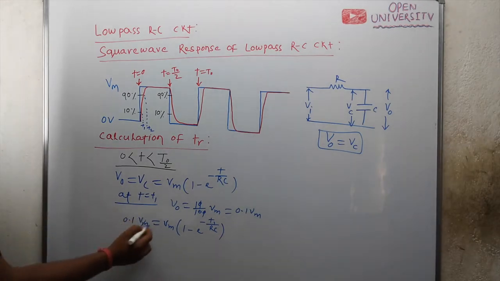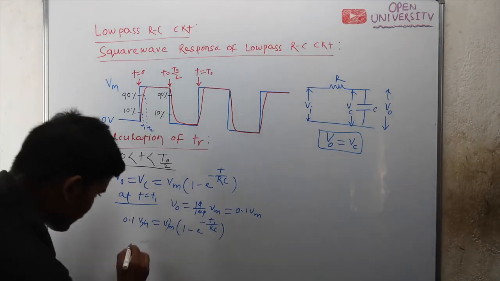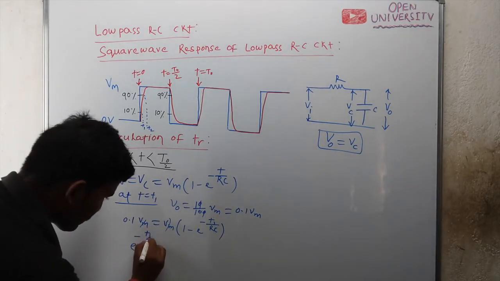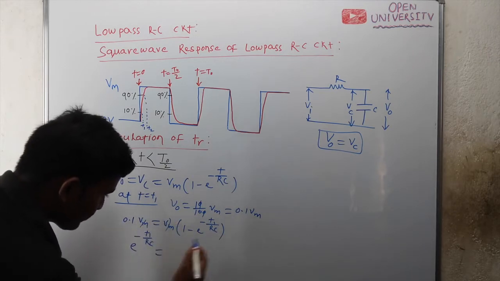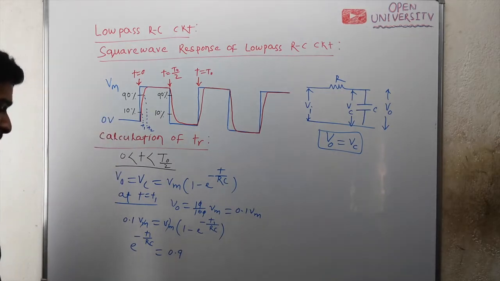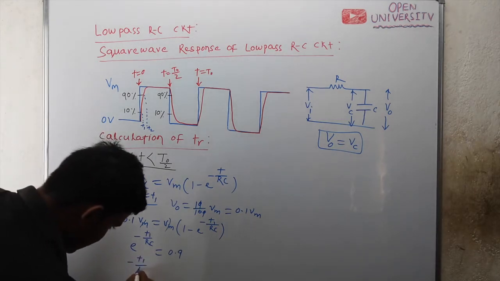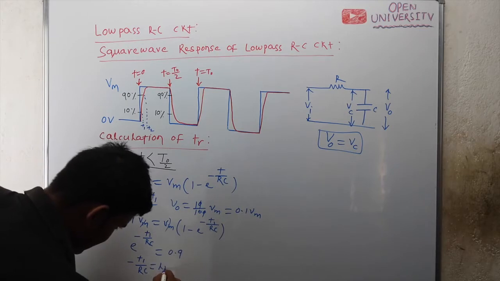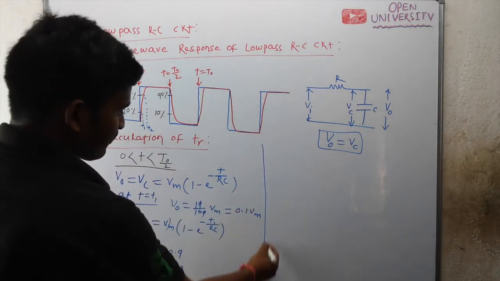You can cancel Vm and Vm. Now bring e power minus t1 by Rc to this side, then 0.1 to this side. It will be 1 minus 0.1, that will be 0.9. If you take logarithm on both sides, then it will be minus t1 by Rc equal to natural log 0.9.